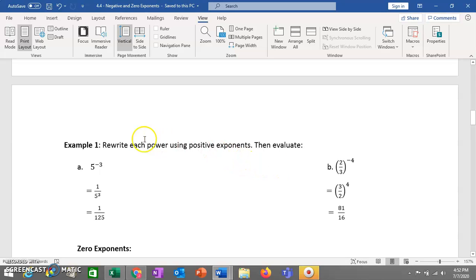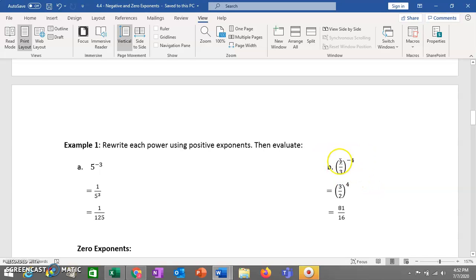Okay, so quick example here. Rewrite each power using positive exponents, then evaluate. So if we have 5 to the negative 3, well, you just do 1 over that number, and 1 over 5, so you get 1 over 5 to the exponent positive 3, right? The negative changes to a positive, which is just 1 over 125. Simple.